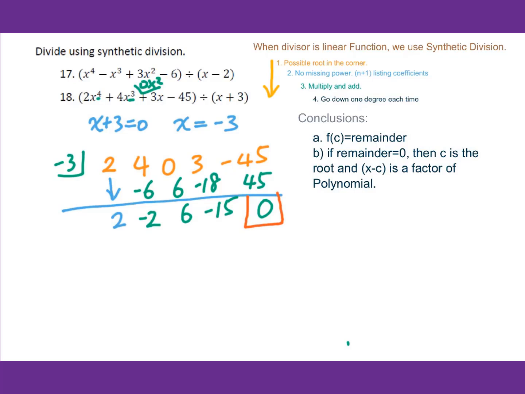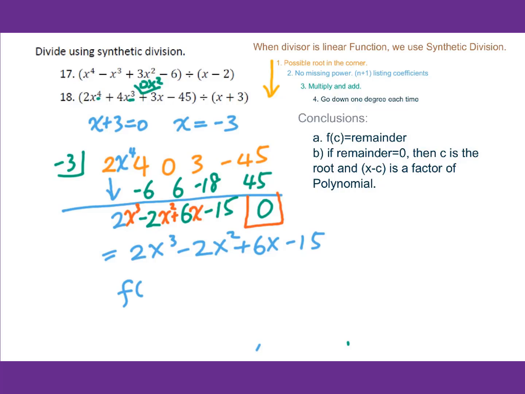Then we can write down the results: x to the fourth power, so we go to x third, x squared, x. Then I put the plus over here. So the final answer will be 2x³ − 2x² + 6x − 15. And also, we are supposed to get the 3 conclusions.